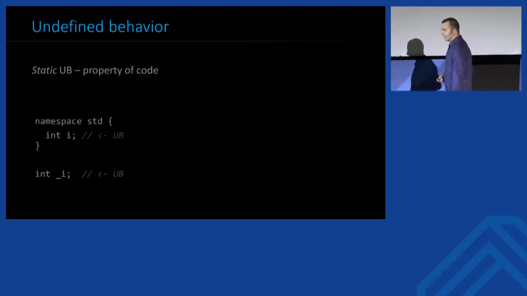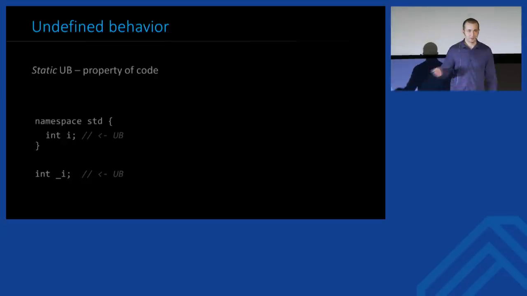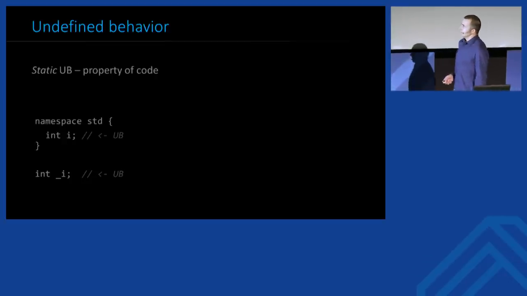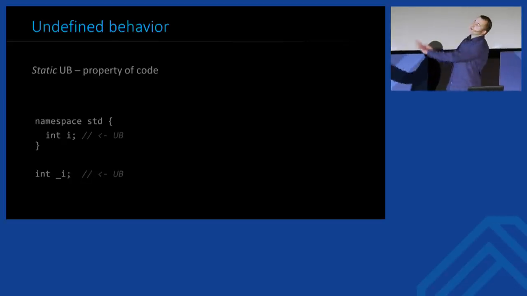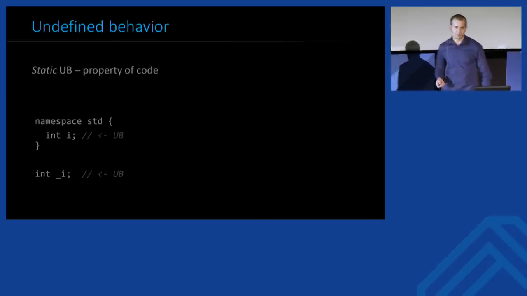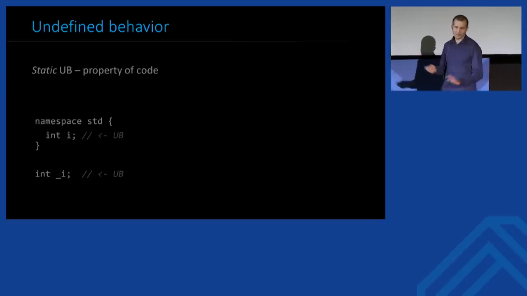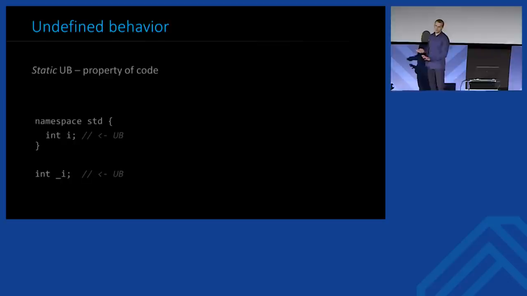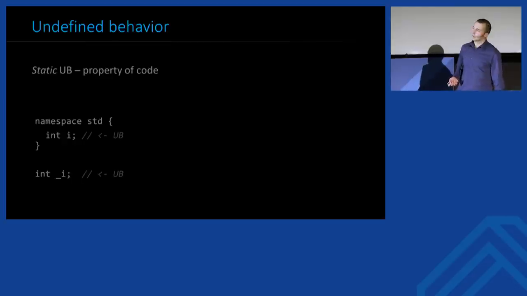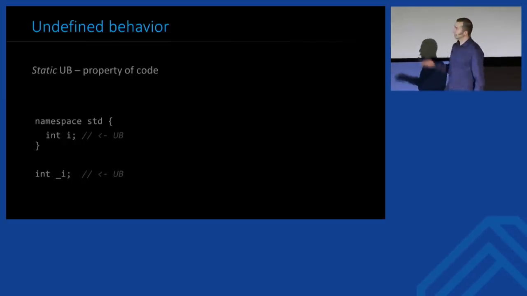And there is a third property which we have to bear in mind as we go through the examples. First, there is this uninteresting part or type of UB. I call it static UB. When you declare some name in namespace std, it's undefined behavior, you shouldn't do it, but there's nothing interesting about it. Similarly, if you declare a global that starts with an underscore, it's UB. I'm not even sure why it's UB, it should be a hard error if it makes any problems. We'll not deal with it anymore.